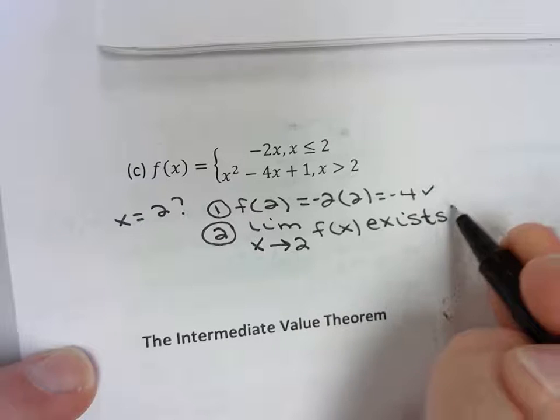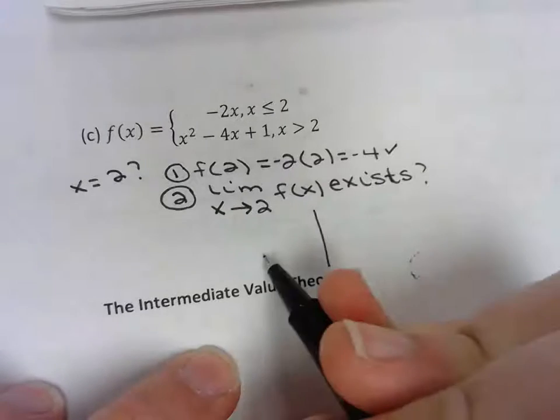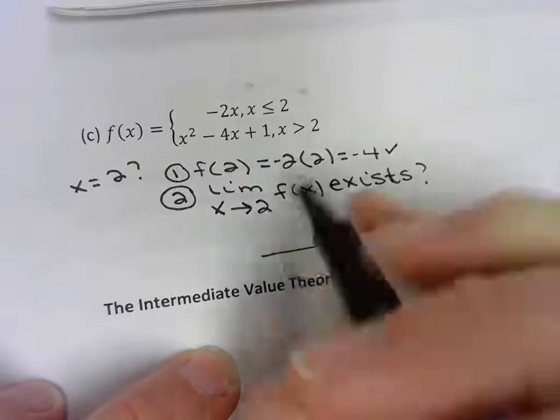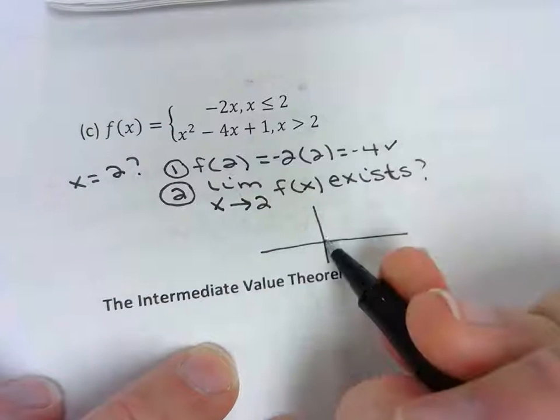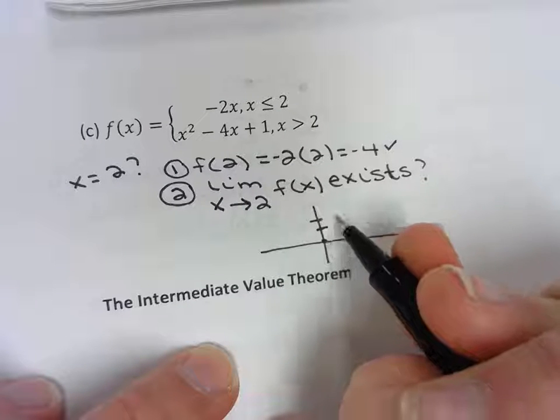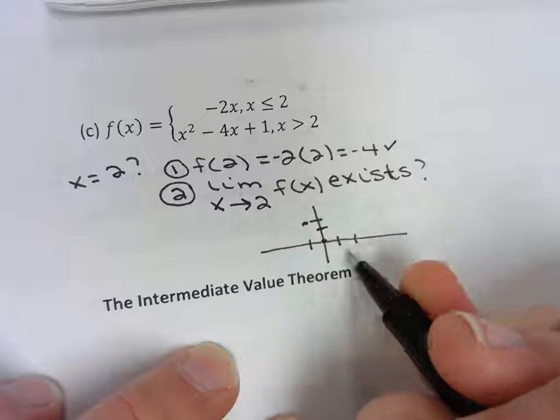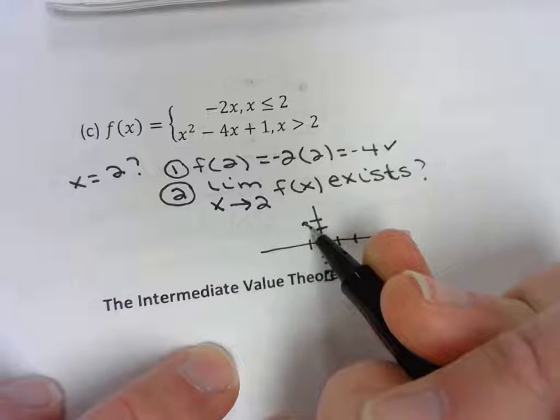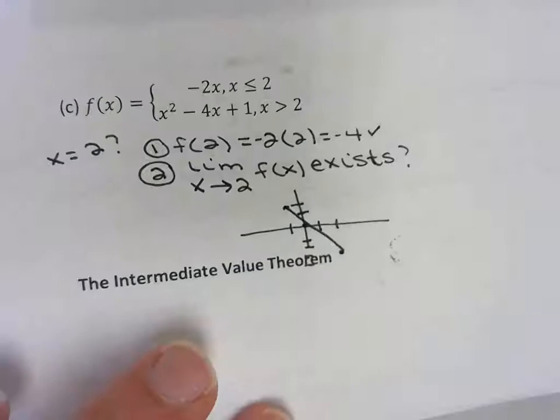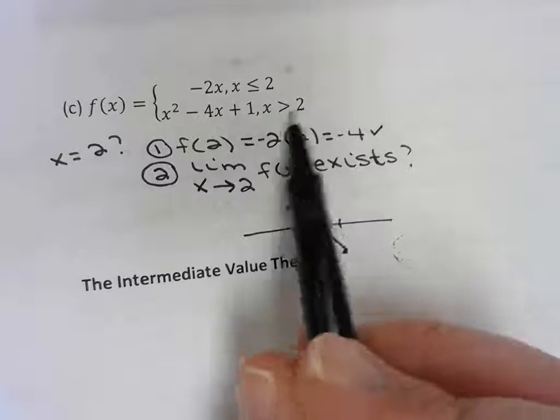Does the limit as x approaches 2 exist? You can think about a graph if you want to. It doesn't have to be a perfect graph. Negative 2x would start at 0 and go up, rise over run. At 2, I know it's going to be negative 4. And then I have this parabola that I'm not going to worry too much about, for when x is greater than 2.